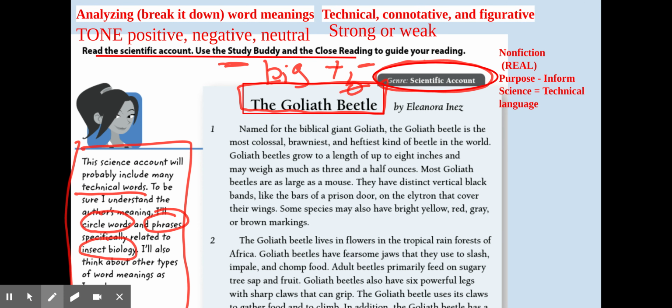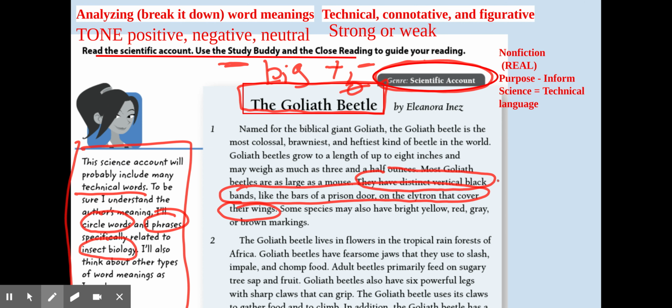So I hope y'all did okay on those questions. And just in case, let's go back over a couple of things. When we looked at our close reading, we were supposed to circle things that dealt with insect biology. What did you circle? Well, I circled that they have distinct vertical black bands on the elytron that cover their wings.